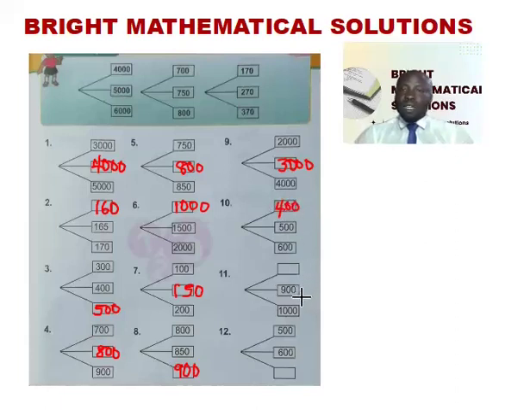We have 900 and then we have 1,000. So the difference here is 100. So this will give us 800. So we have 500, we have 600. So the difference is 100. So this will become 700.